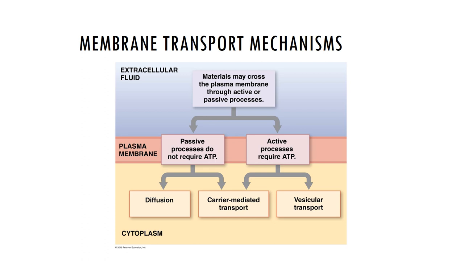Now, for things that can't get through the membrane, there are particular types of membrane transport mechanisms. And we will be examining these different types of membrane transport mechanisms. There's basically two broad categories of membrane transport. Passive processes, where no cellular energy, which remember is ATP, is required, and a substance generally moves down its concentration gradient, going from a higher concentration to a lower concentration. There's also active processes, where we must expend some energy or ATP.